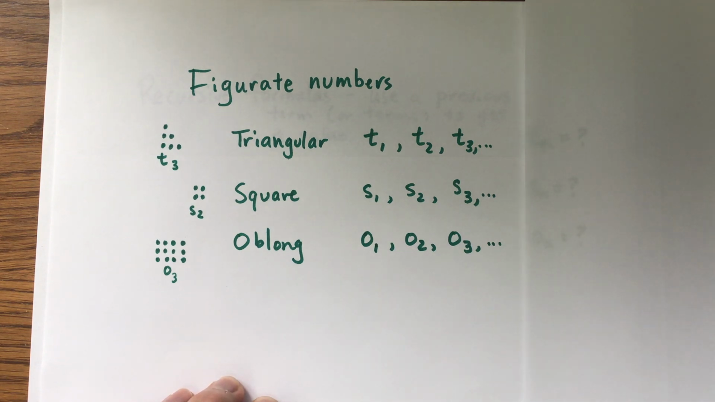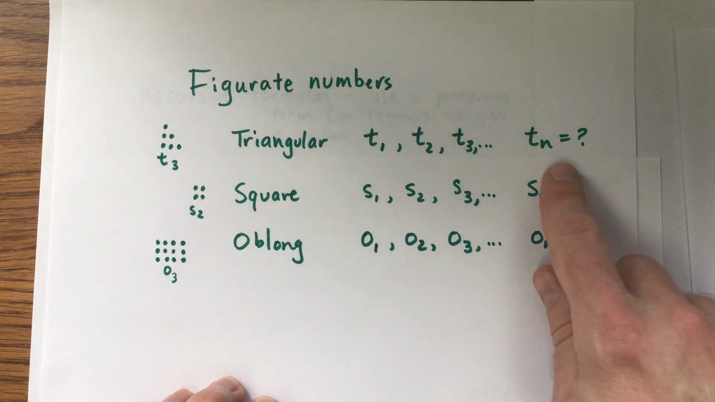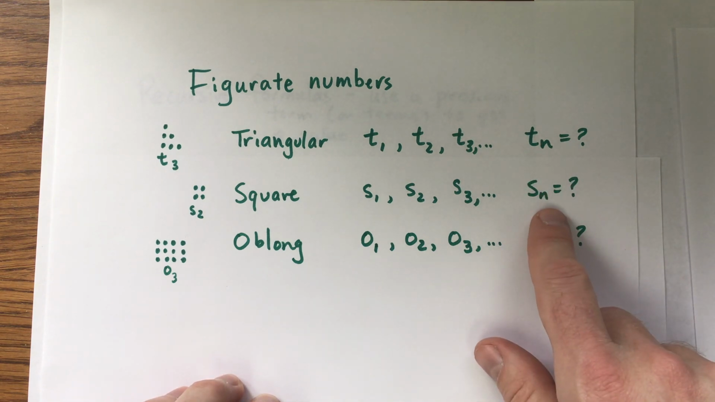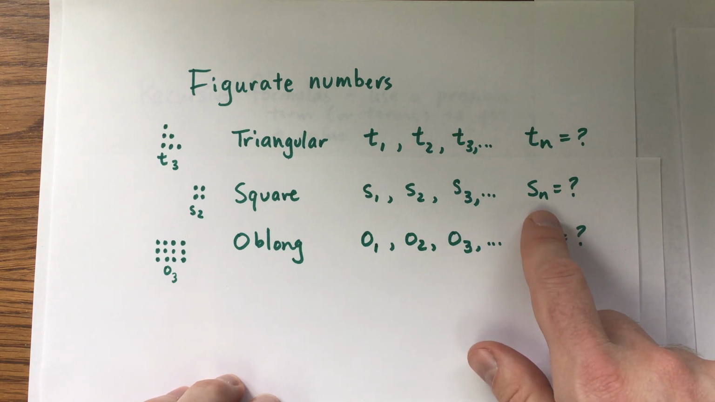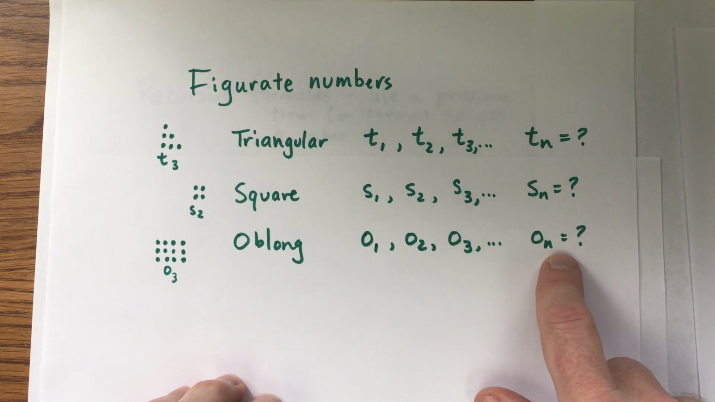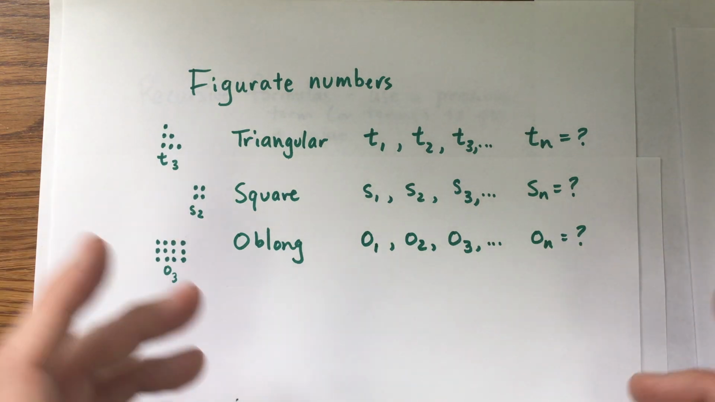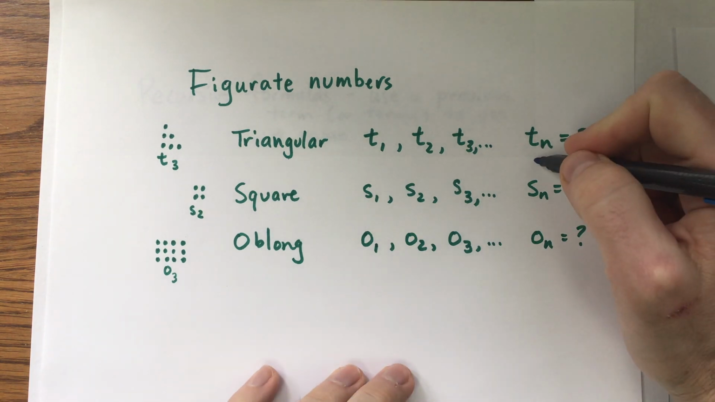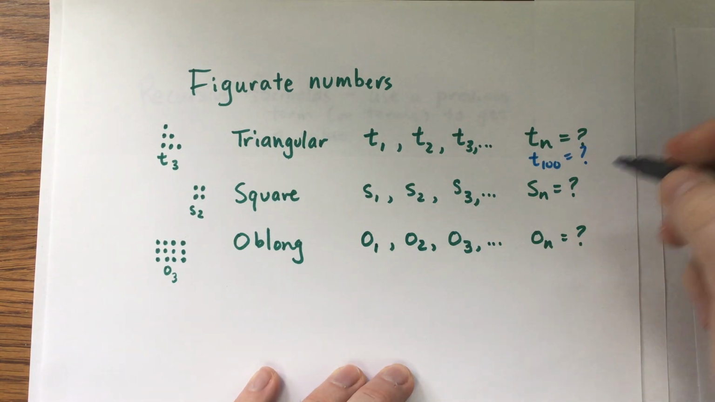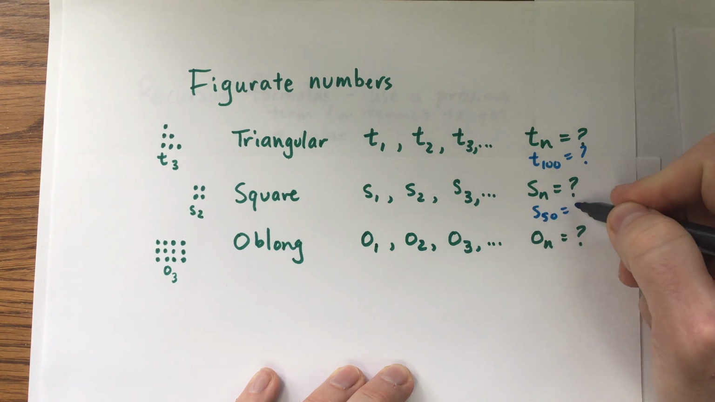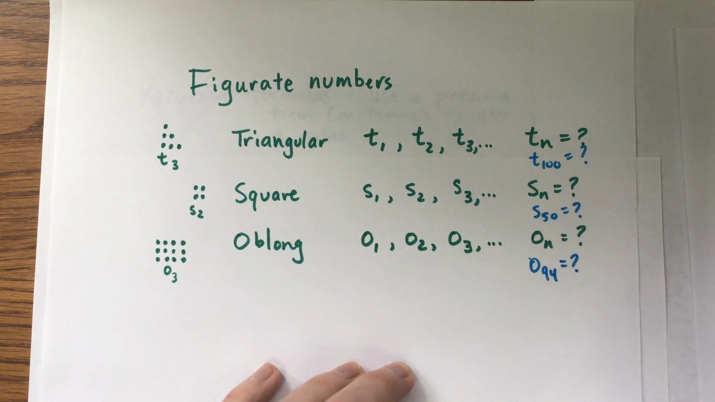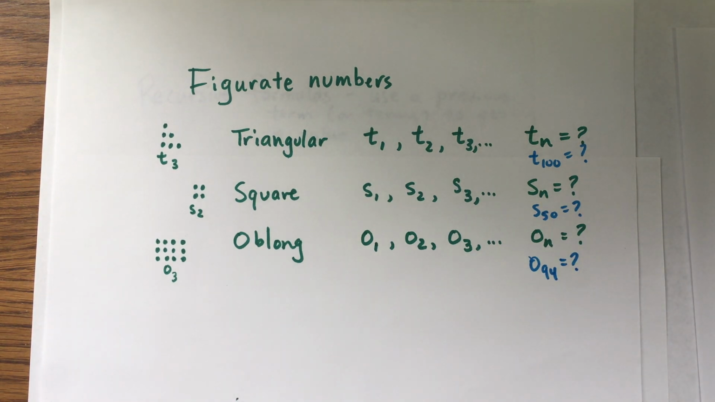But what I want to do is come up with a formula to say, how do I find T sub n, the nth triangular number, or S sub n, the nth square number, or O sub n, the nth oblong number? Or maybe in more particular terms, if you wanted to know what is the 100th triangular number, or the 50th square number, or the 94th oblong number, if you had a particular n in mind. You may already know some formulas, I'm guessing you do, to find some of these things.